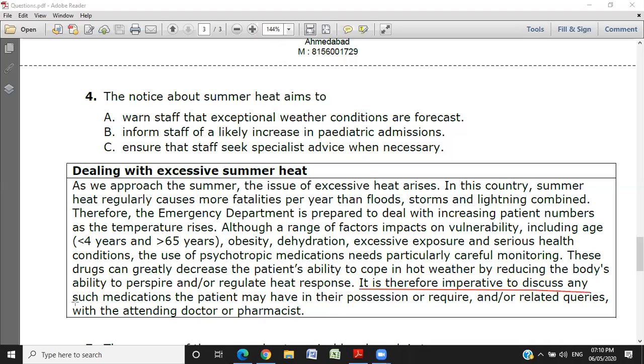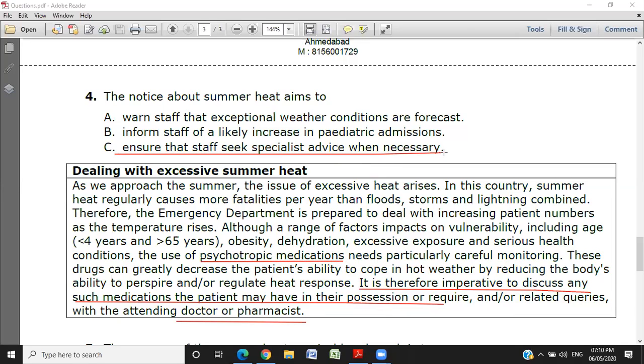Yes, exactly. So the purpose of this is not to warn them only about the weather forecast, because the main purpose here is to tell them that because of change in the weather, these complications are likely to happen, and therefore it is particularly important that for patients who are on psychotropic medications, you need to seek specific advice either from the physician or the pharmacist. So why is it written is mainly to make sure that the staff is getting advice where it is necessary.